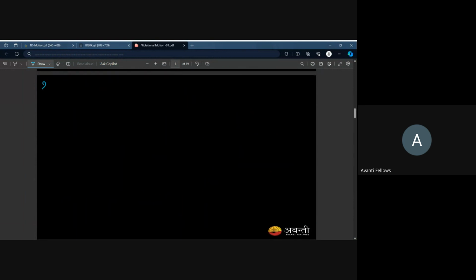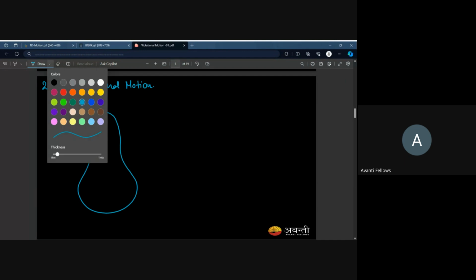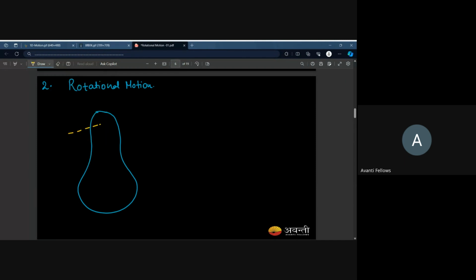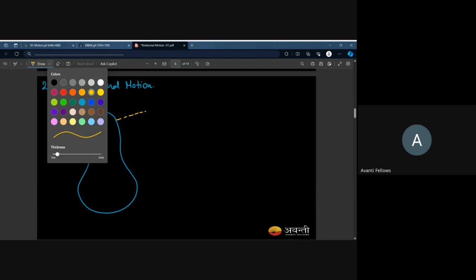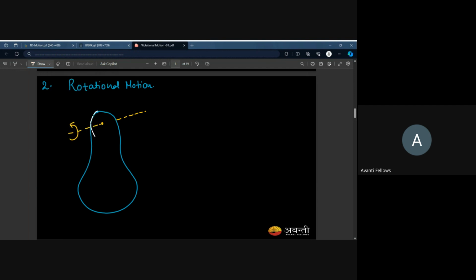Let's come to the second type of motion, and it would be your rotational motion. Rotational motion is a very interesting kind of motion because it gives you a lot of insights about a moving object, basically. Just give me a second to draw that. For example, this is a rigid body that we have, and I hinge this body at this particular point. This is the axis about which I am rotating it. Now, after some time, this body will look like this.